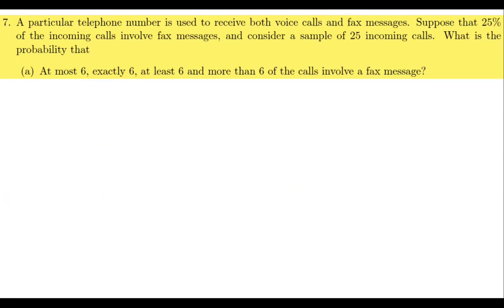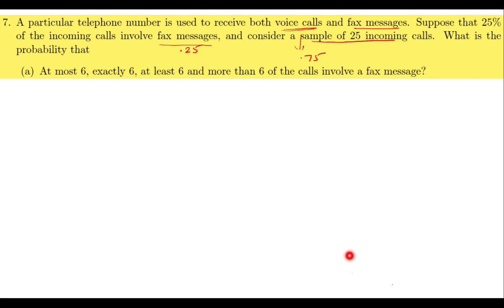The last question says that a particular telephone number is used to receive both voice calls and fax messages. For fax messages, 25% of the time, so fax message probability is 0.25 and voice call probability is 0.75. Incoming calls are 25, which is fixed. What is the probability that at most 6, exactly 6, at least 6, and so on involve a fax message?